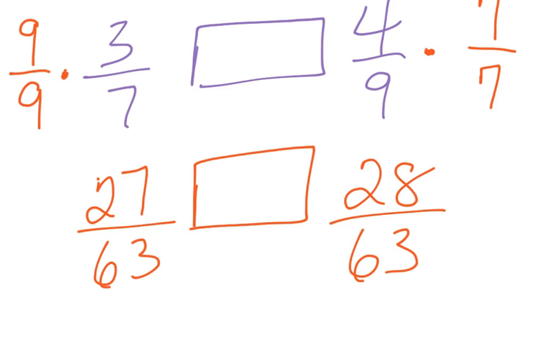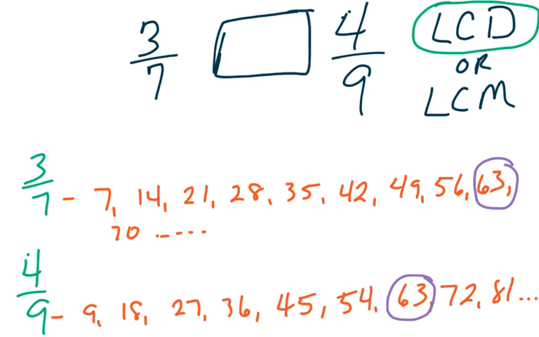Well, now when we compare those, well, 27 63rds is less than 28 63rds. So when we scroll back up, we know that 3/7 is less than 4/9.